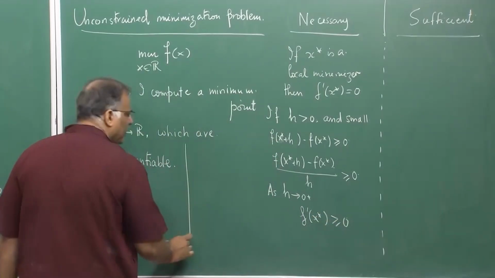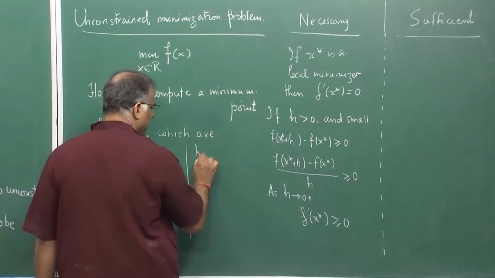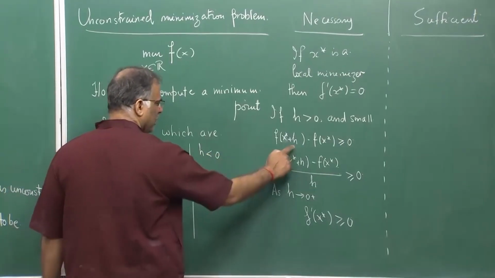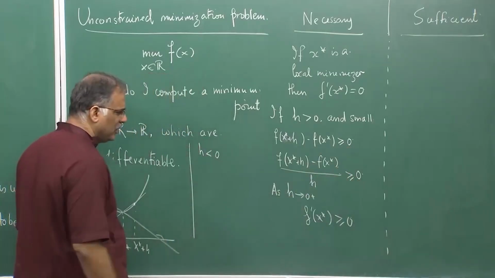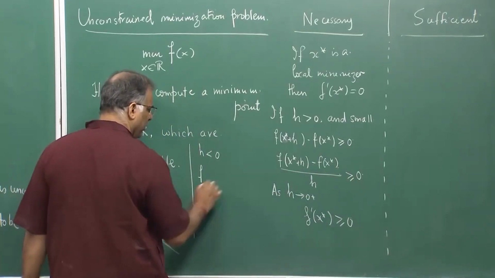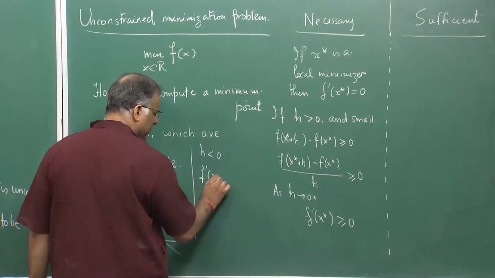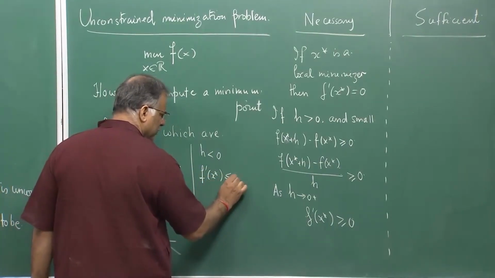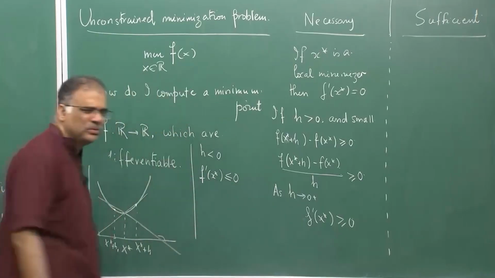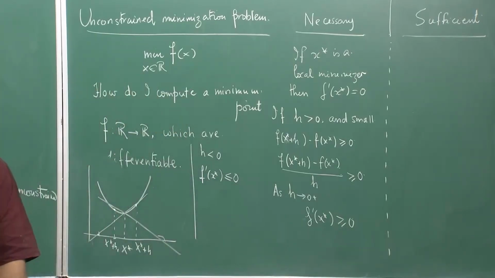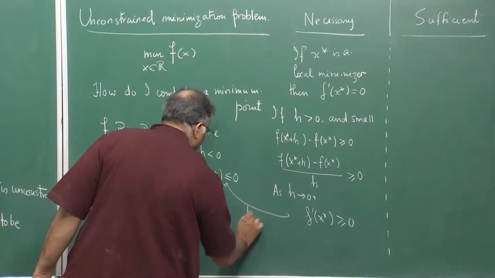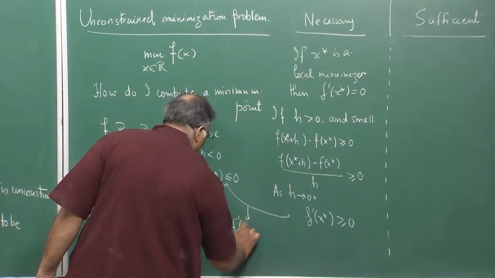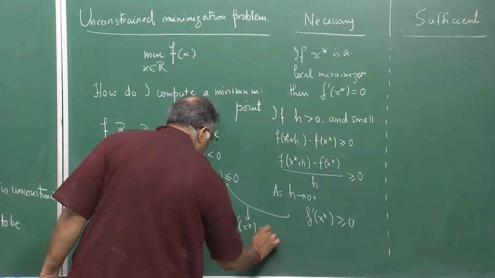But now if h is negative, this would remain the same, but when you divide by h, this inequality will change. So, you will take the limit as h tends to 0 to prove that. When you combine these two, you will get that f dash x star is equal to 0.